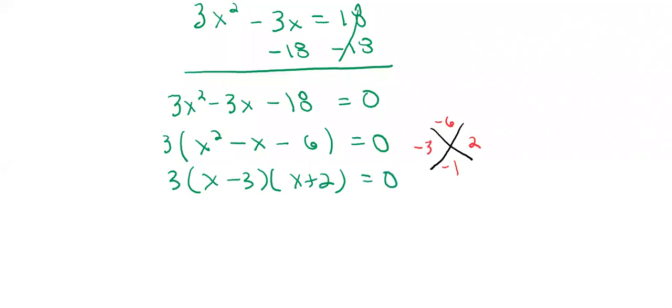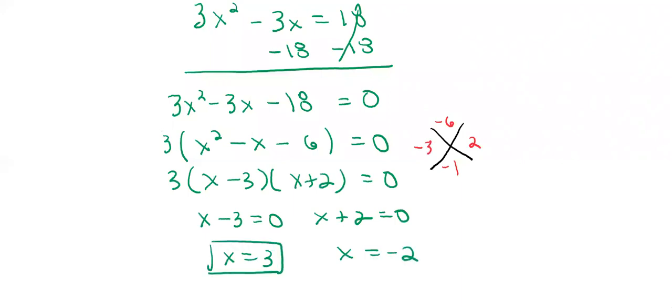Now I'm going to set these pieces equal to 0. Notice I'm not going to set the 3 equal to 0 because that would make no sense. 3 doesn't equal 0, so I'm just going to ignore the 3. And here I'm going to get x equals 3 and x equals negative 2.